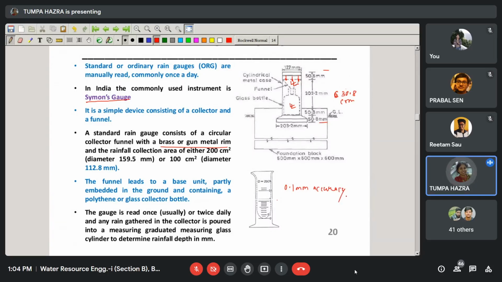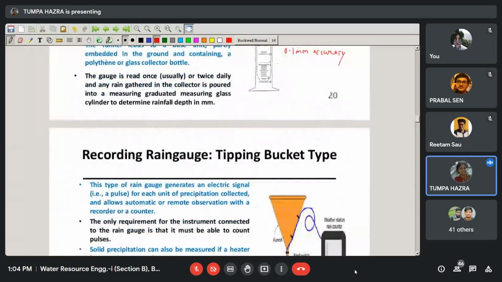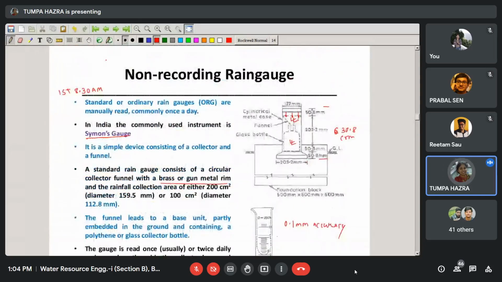Every day at Indian Standard Time 8:30 a.m. the rainfall is recorded manually. But if the frequency and intensity of rainfall is very high, then the measurement can be done more than once, but collectively the data is recorded. So this is the non-recording type rain gauge.